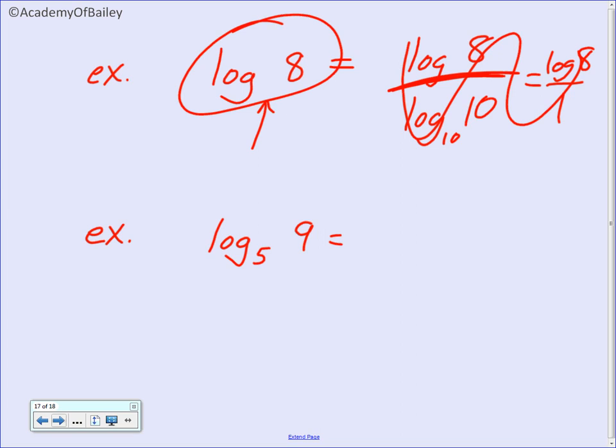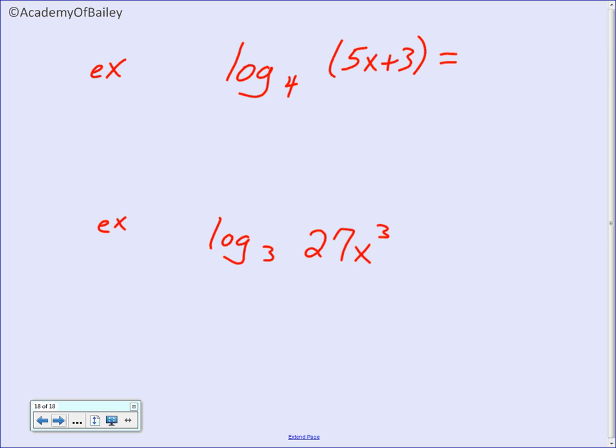And then the bottom example here, we're going to just say log of 9 divided by the log of 5. Type that in your calculator, you got it. And this one here, let's try to do some simplifying. Let's look at the top. I guess the top we're going to say log of 5x plus 3 divided by log of 4. Not much further that you can do with that.